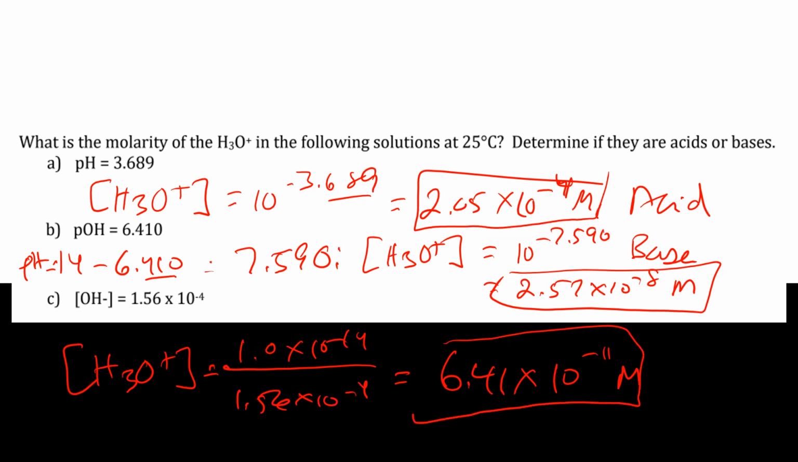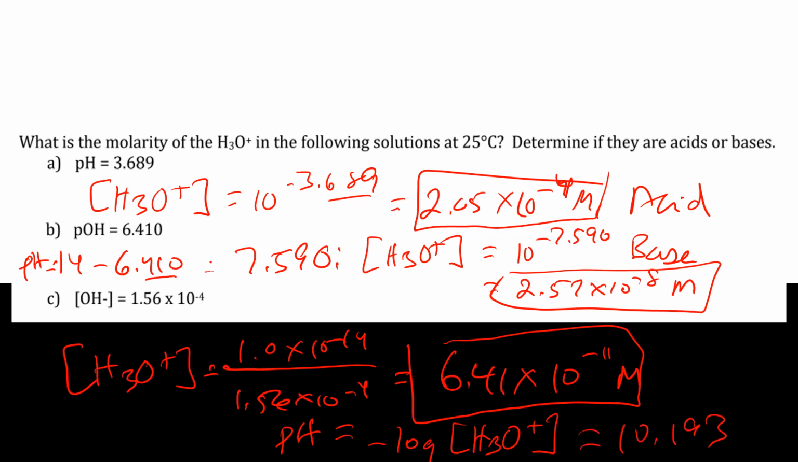So how do we find out if this is considered an acid or a base? You need to take the negative log of this concentration. So remember, your negative log of the hydronium ion will give me my pH. So negative log of 6.41 times 10 to the negative 11 is 10.193. That's my pH, just so you know, to find out that this is considered a base.